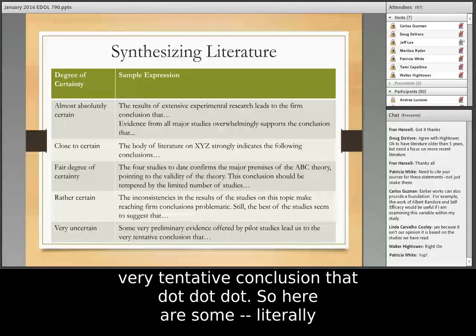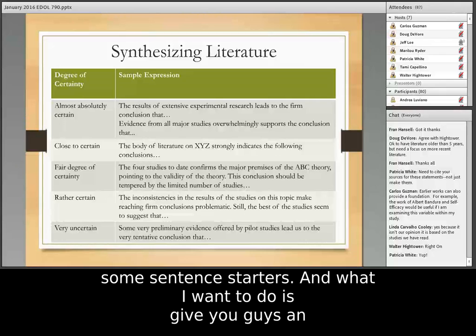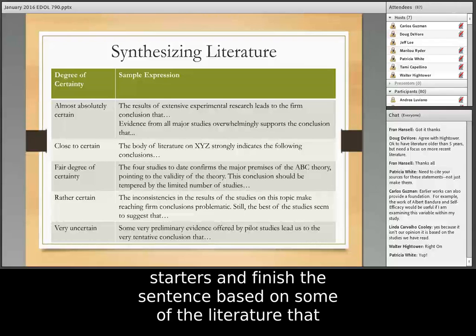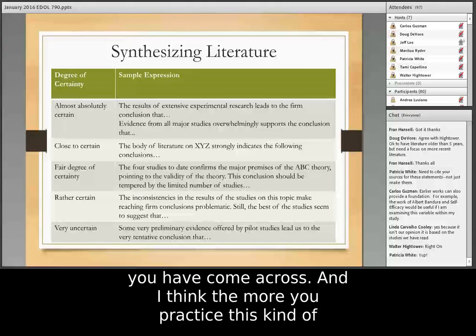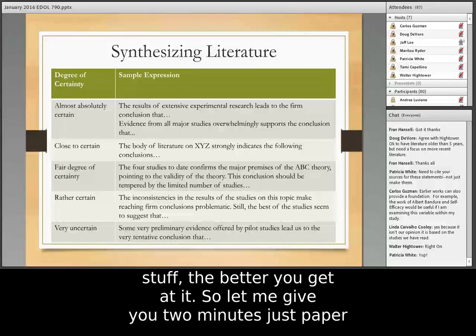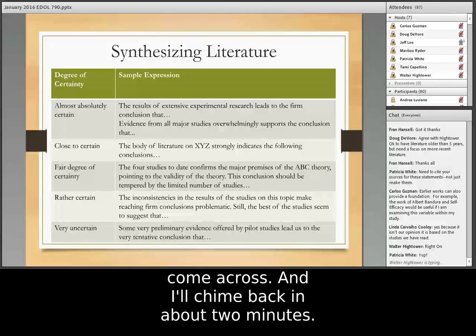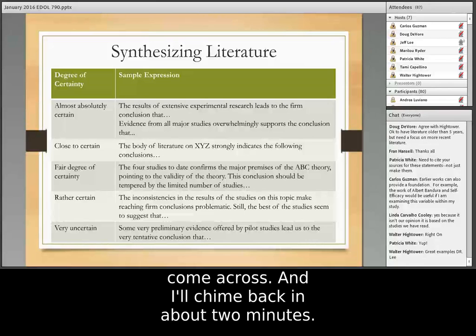Okay, so here are literally some sentence starters, and what I want to do is give you an opportunity to practice, and you can literally pick one of these sentence starters and finish a sentence based on some of the literature that you have come across. And I think the more you practice this kind of stuff, the better you get at it. So let me give you 2 minutes, just paper and pencil. Practice synthesizing some of the literature that you have come across, and I'll chime back in about 2 minutes.